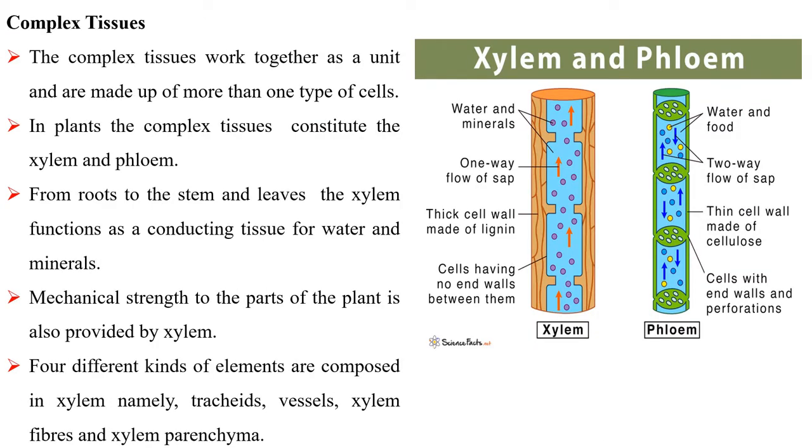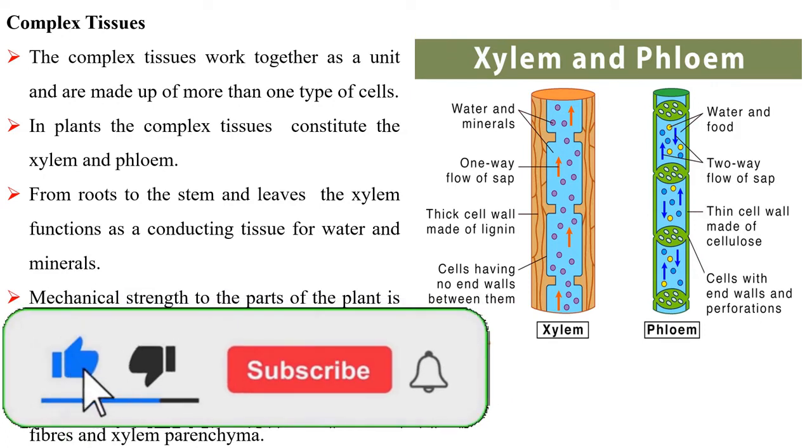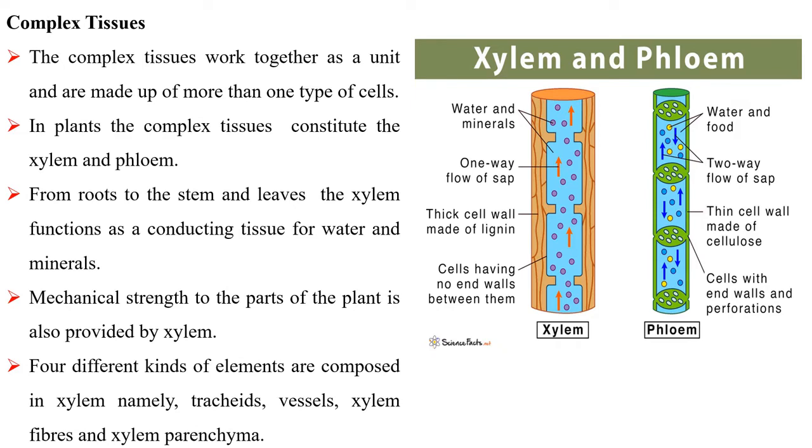Complex tissues. The complex tissues work together as a unit and are made up of more than one type of cells. In plants, the complex tissues constitute the xylem and phloem. From roots to the stem and leaves, the xylem functions as a conducting tissue for water and minerals. Mechanical strength to the parts of the plant is also provided by xylem. Four different kinds of elements are composed of xylem, namely tracheids, vessels, xylem fibers and xylem parenchyma.